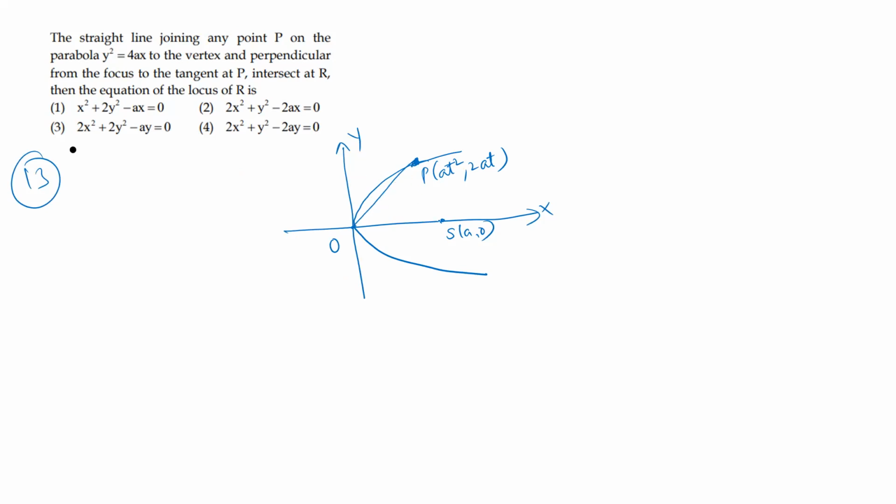Now, from S, if you draw a perpendicular line to this, it meets this at which point? R point. Now draw the tangent at the point P to the parabola. This is the tangent. Clear? Here also, clearly, we are taking the perpendicular. Now we need to find the locus of this R point. Let's take it as h comma k, or you can keep x comma y also, no problem.